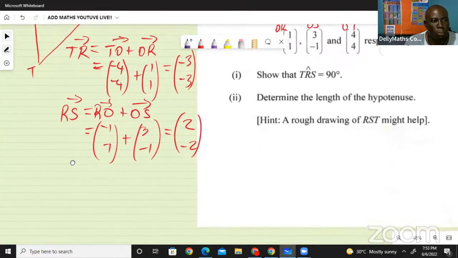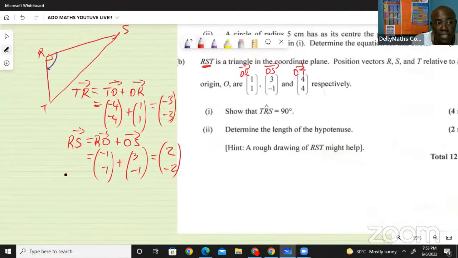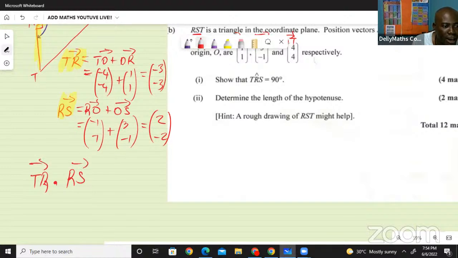Now, if there's a 90-degree angle between these two vectors, because now you have seen that we have found RS and we have found TR, this is RS and this is TR. And what we're saying is if there's a 90-degree angle between them, the dot product of them should be equal to 0. So let us prove that now. We want to prove the dot product of TR dot RS.